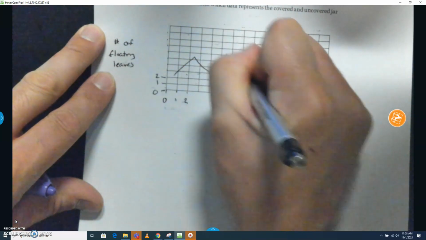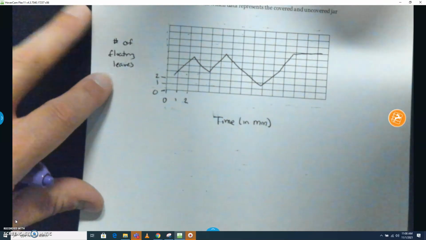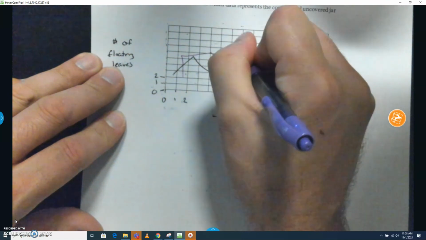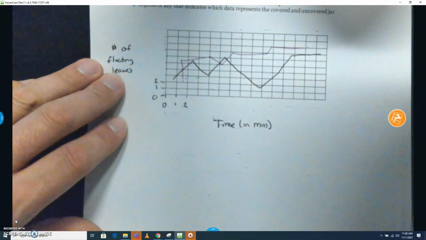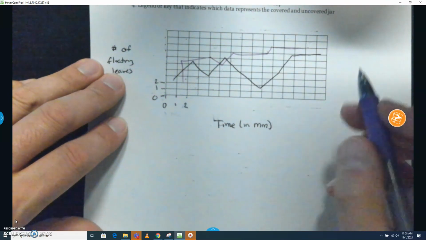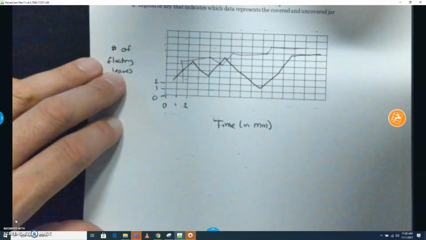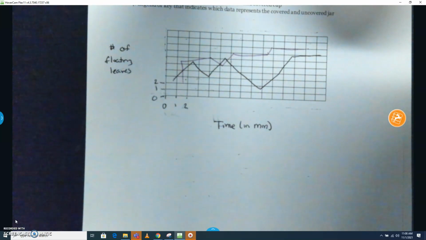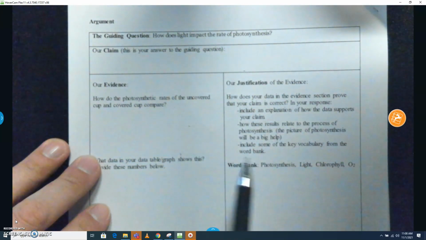So here's a sample line right here, and another line. I'll use purple for the next one. Not a great example, but I use 2 different colors so I know which one goes to each. Once you have your graph done, you are ready to proceed to the next slide, where I will discuss and explain the written component.